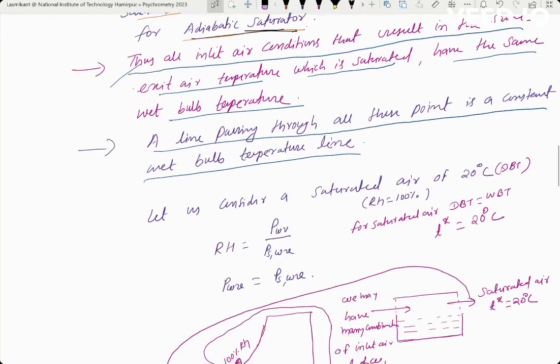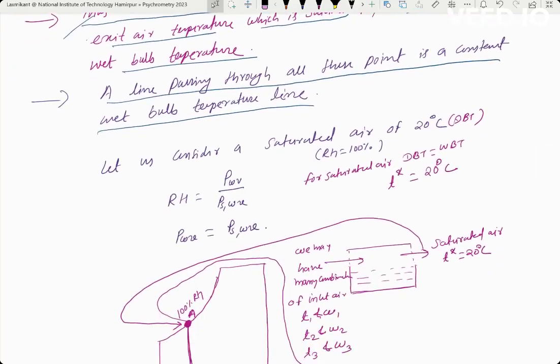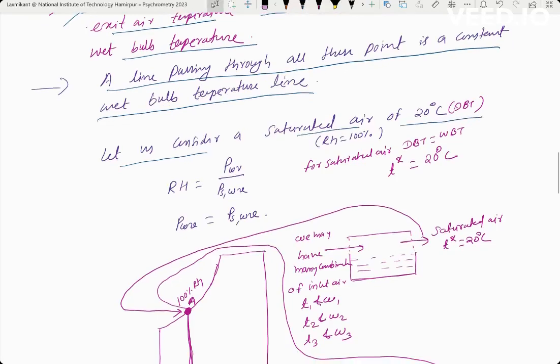So let us consider a saturated air of 20 degree Celsius. So consider an example. So we will understand this concept of constant wet bulb temperature line using this example. So let us consider a saturated air of 20 degree Celsius DBT. मतलब हमारा जो एयर है वो सेचुरेट होके 20 डिग्री सेल्सियस का हो जा रहा है, ठीक है. अब हम डिफरेंट इनलेट कंडीशन फाइंड करेंगे जिससे वो 20 डिग्री सेल्सियस प्रोड्यूस हो जाए, सबके लिए प्रोड्यूस हो जाए 20 डिग्री सेल्सियस.